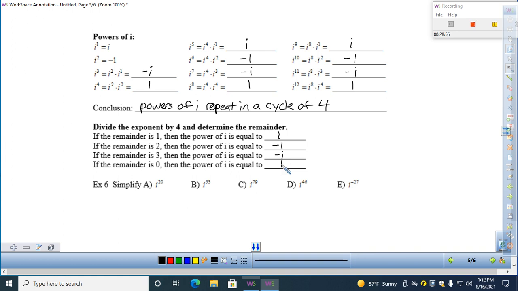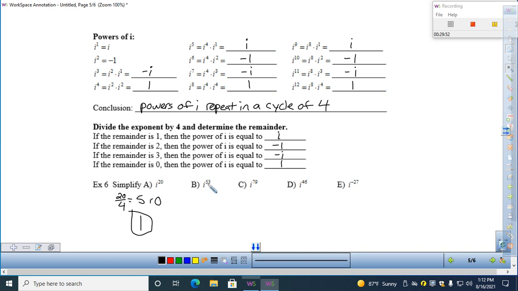Okay, let's go ahead and knock out example 6. We'll do the first 4 relatively fast, and then I'll slow down on the 5th. So, i to the 20th. I could count it out, 1, 2, 3, 4, 5, 6, 7, 8, until I get to 20. That's fine, but I'm going to show you this way right here. What I would do is just take 20 and divide by 4. It goes in 5 times, and the remainder is 0. Seeing that 20 is evenly divisible by 4, then just as it says right here, I know I'm in the 4th row in my pattern, and the answer, of course, is just 1.